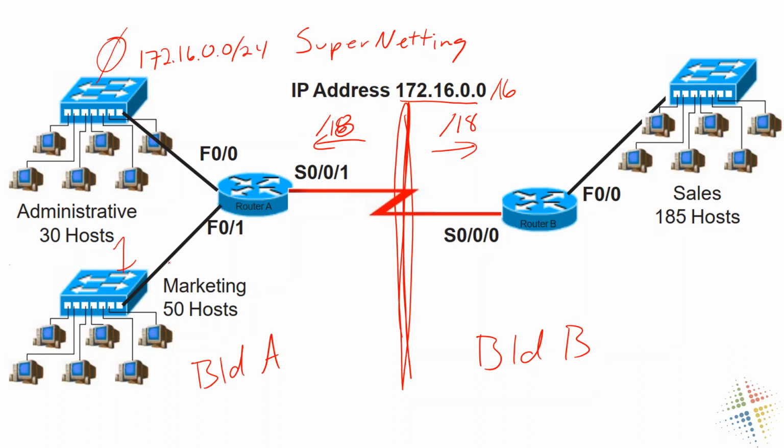172.16.0.0/24 and 172.16.1.0/24. Exactly the same way as we did with the Class Cs. And that's for building A. So that's a /18, which means the first 16,000 addresses in this 172.16 range is going to go to building A.